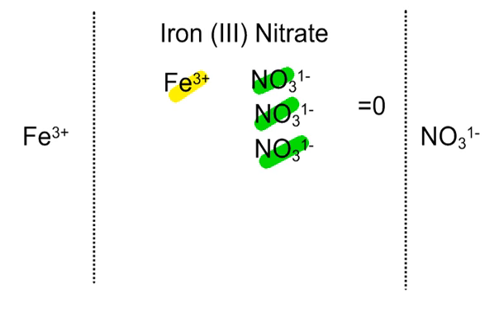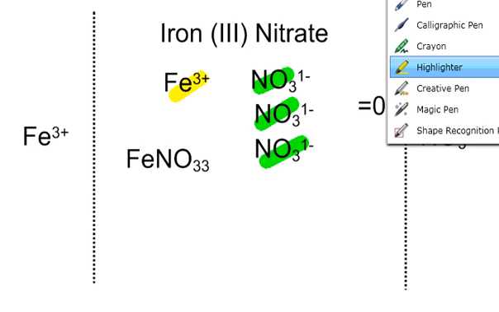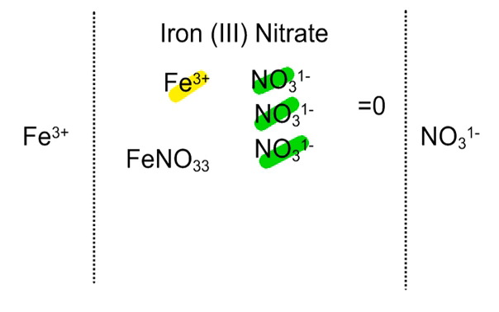Now, how do we do this? Sometimes I have students that just write down FeNO3 3. But if you really look at this, that doesn't mean 3 nitrates. That means 3 oxygen and 1 nitrogen. So this is not what we're looking for. I'm just going to line that out.